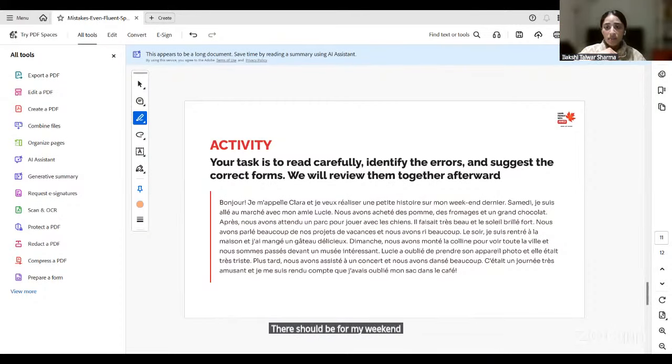Let's see how many we have. Réaliser should be rendu compte. Okay. Je suis allé should be with an E. Okay. Des pommes. Okay. Because pomme is plural. Raconter. Okay. We're collecting the entire list. We'll see what was correct and what was not correct.